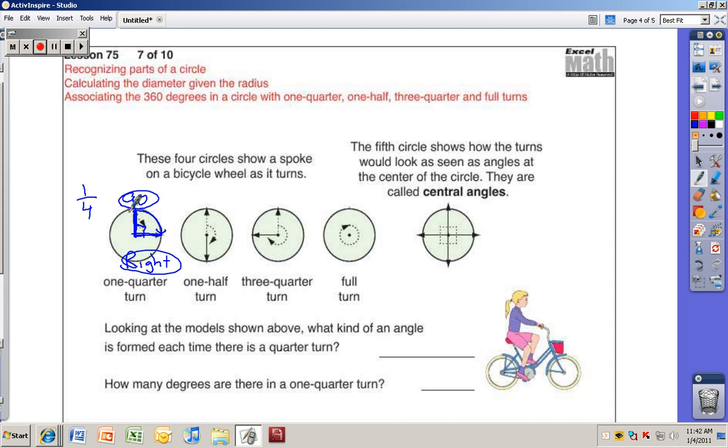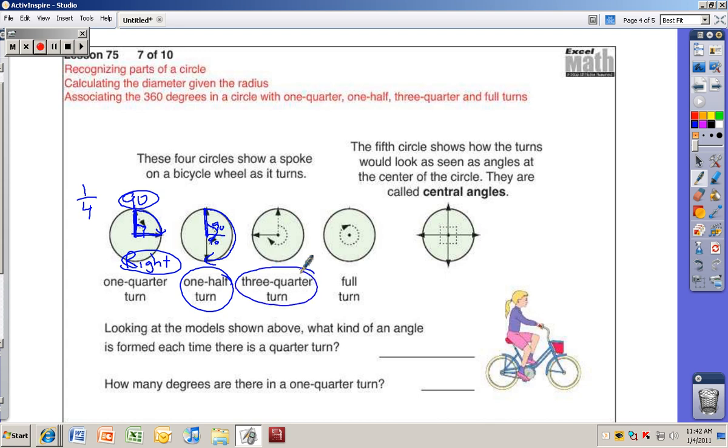If I take this hand and turn it around halfway on the clock and call it a half turn, how many degrees is that? 180. Good, because we have a 90 here and we have a 90 here. 90 and 90 is 180.